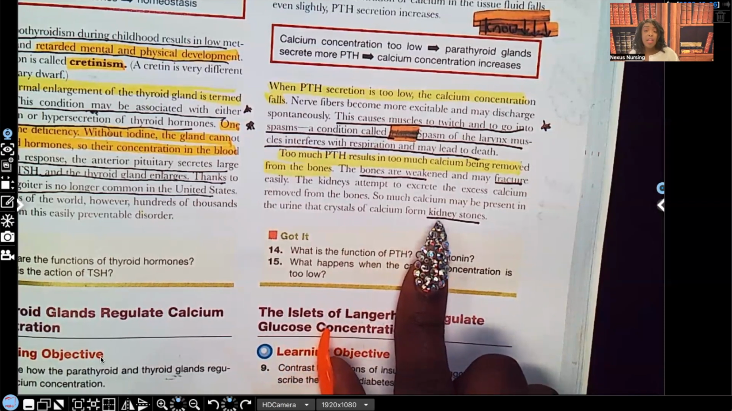Calcium stones. And let me tell you something, those kidney stones that are made of calcium, those are one of the worst types of pain a patient can ever have in their life. So it's very important that the patient doesn't have too much calcium in the blood, but it's also important that they don't have too little calcium in the blood, okay?